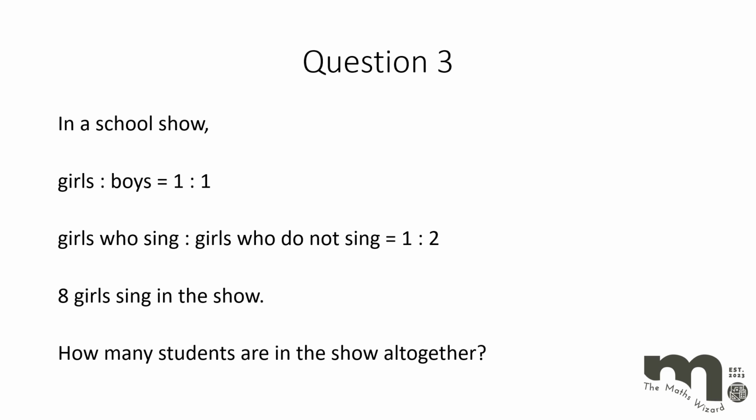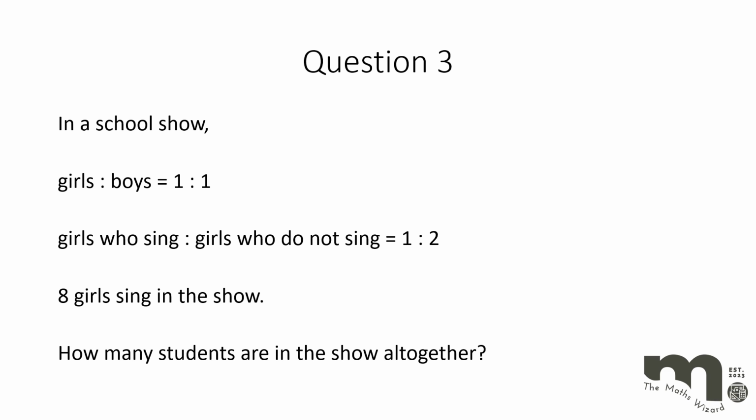Okay, let's have a look at this then. So it says in a school show, girls to boys are 1:1. So what that means is you've got the same amount of girls and boys in the show, because essentially what a ratio is, it's a way of comparing things, and we're obviously comparing the same number there. So we've got the same number of boys and girls. Then it says girls who sing and girls who don't sing are 1:2. So it's double the amount of girls that don't sing. So for every 1 girl that sings, there are 2 that do not.